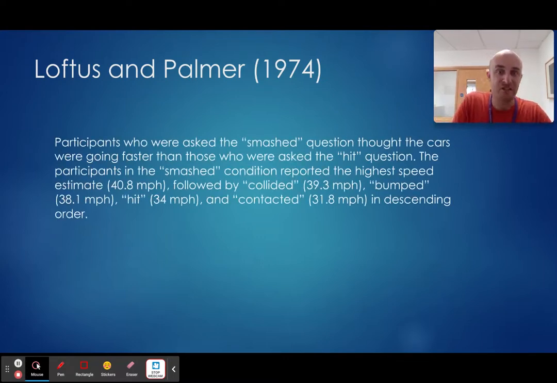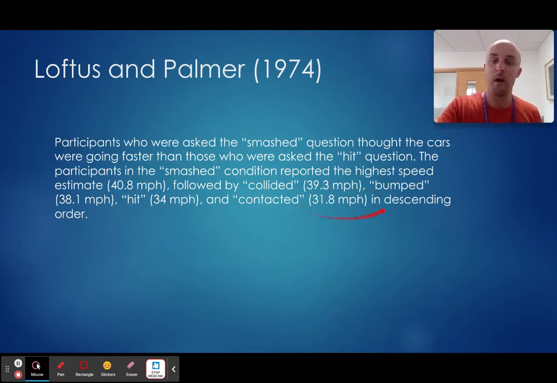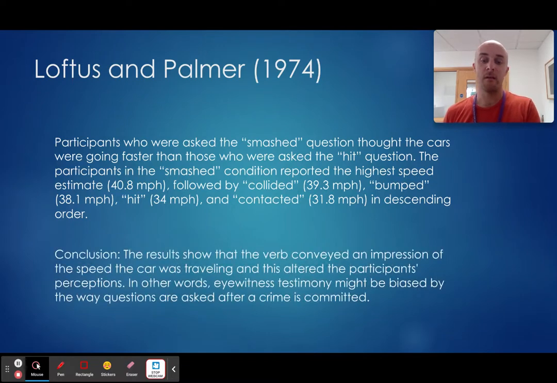So in the smashed condition, the average estimate was 40.8 miles per hour. Whereas in the contacted condition, if you think about how fast were the cars going when they contacted each other, that doesn't suggest any violent impact. So we're going to change our memory, and that is a whole 9 miles an hour less than 40.8. So you need to know there is a 9 mile an hour difference. You do need to know the other pieces of statistics, so 39.9, 34, 38.1, and so on. But if you want to know the main findings, the difference between the smashed condition and the contacted condition was exactly 9 miles an hour.